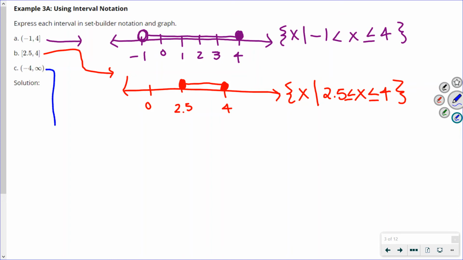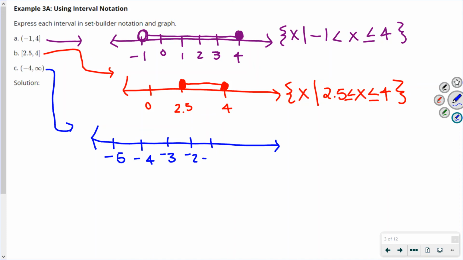Last one, letter C, -4 to infinity. Number line, -5, -4, -3, -2, -1, 0, 1, 2, and it keeps going off to infinity. So when I do this on my number line, we're going to start at -4. It's got an open parenthesis, which means our circle is going to be open. And then it goes off to infinity, which means it never ends. So we're just going to draw our arrow that it goes forever to the right here.